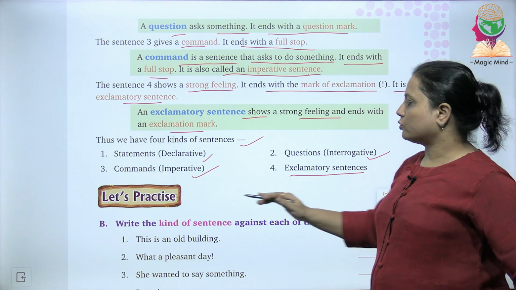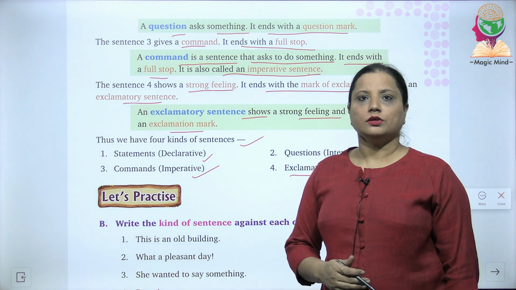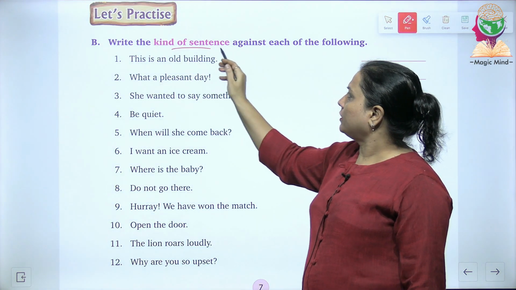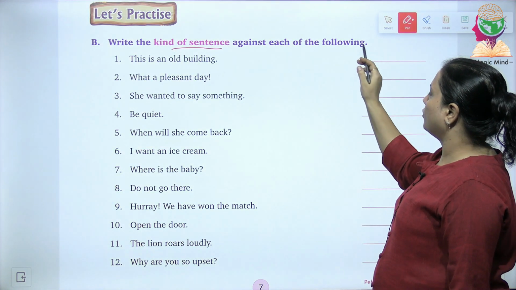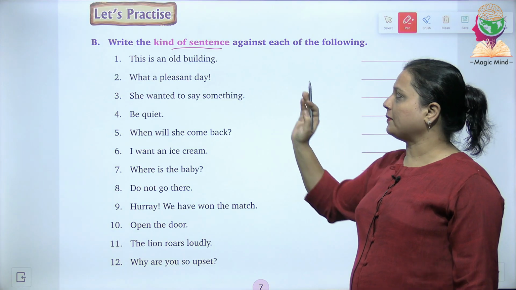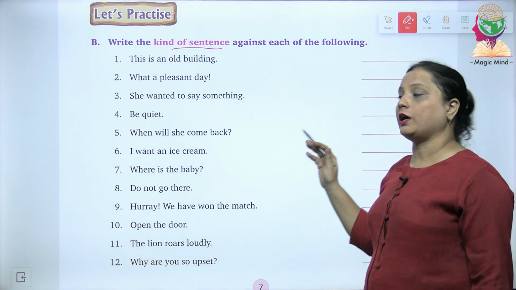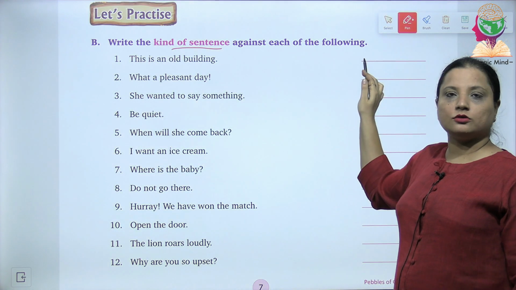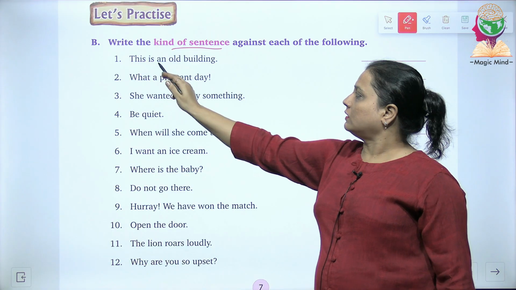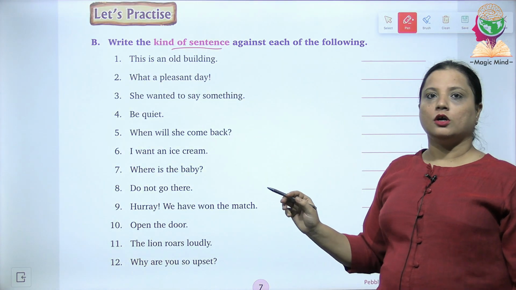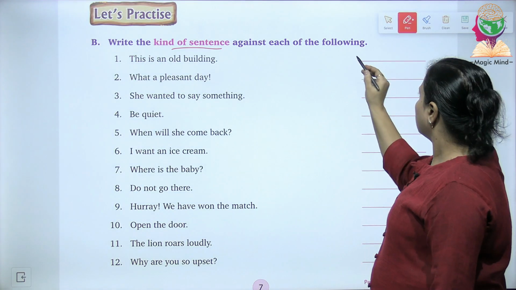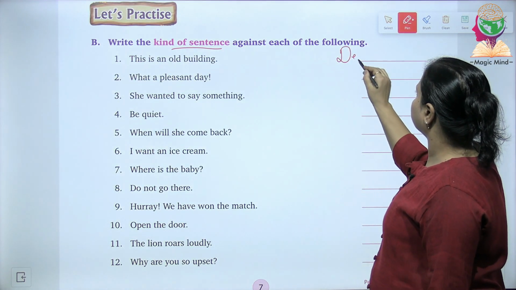Now let's do the exercises which are given below. The first question over here is, write the kind of sentence against each of the following. That means first you have to go through the sentences, read them, and then identify the kind of the sentence and mention it over here. The first statement is, this is an old building. So this is a statement, hence we can write over here declarative sentence.